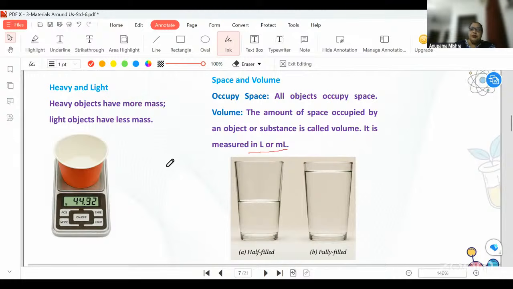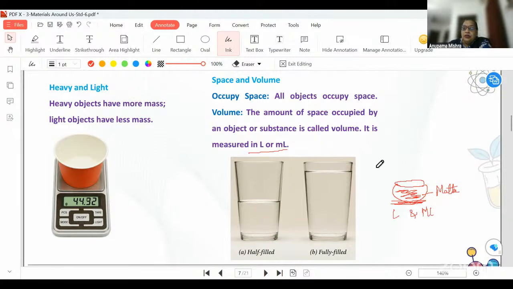Occupying space means, suppose this is the substance, this is half filled, this is fully filled. Suppose this is a bowl which has occupied the space till here. So we say this is matter. Why? It has occupied space and it has volume. The amount of space occupied by an object or substance inside this is called the volume, and it is always measured in liters or milliliters.